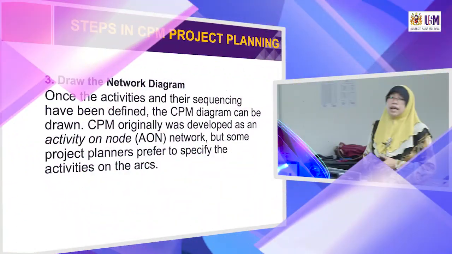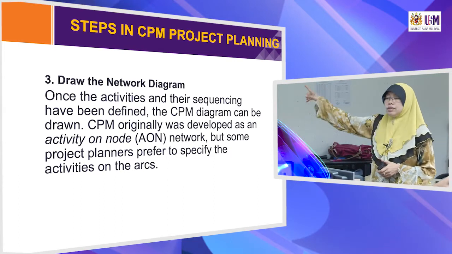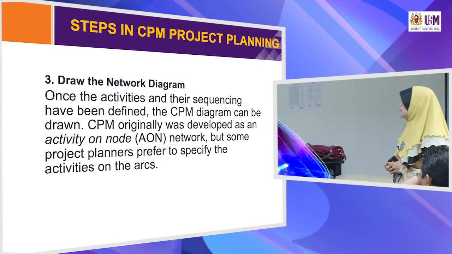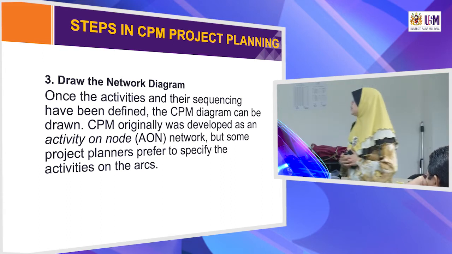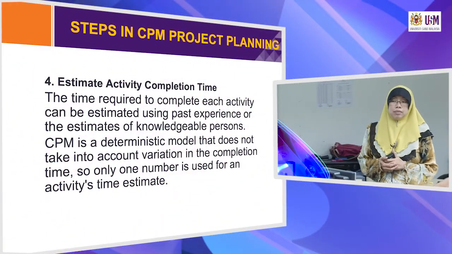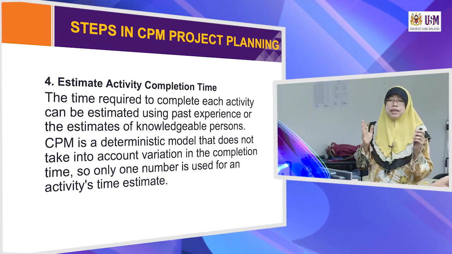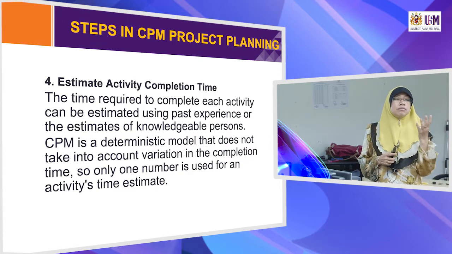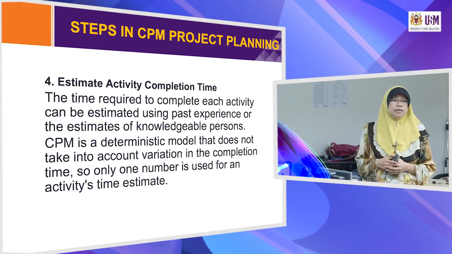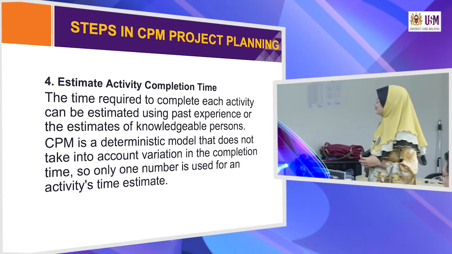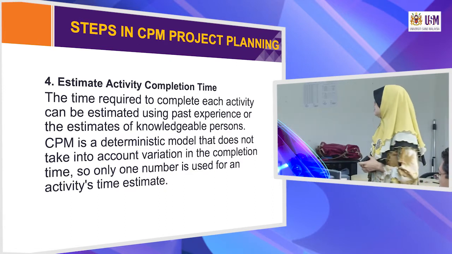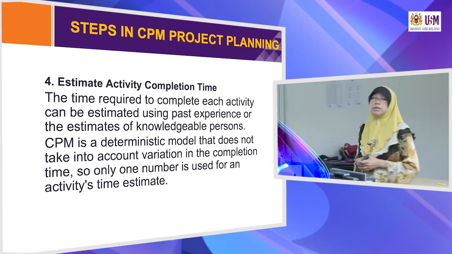Draw the network diagram. I think this is the task of the bosses here, the two bosses. You need to draw a diagram. Once the activities and their sequencing have been defined, the CPM diagram can be drawn. Estimate activity completion time. Like I said just now, in your project you really need to estimate. We don't have much time: we have only April, May, June, three months, and there is a lot to be done. The time required to complete each activity can be estimated using past experience. I think some of you have past experience. And the estimates of knowledgeable persons.